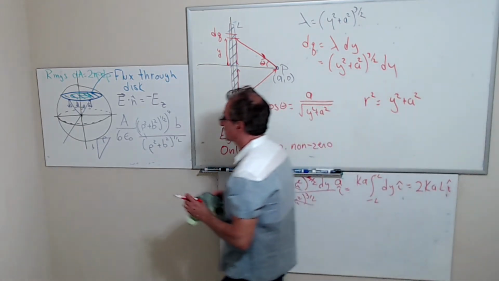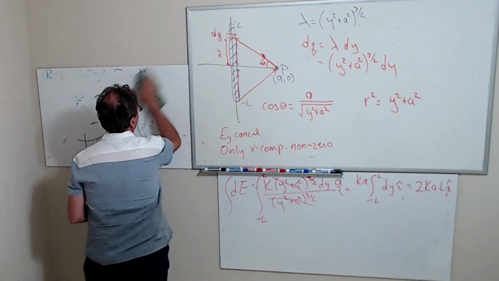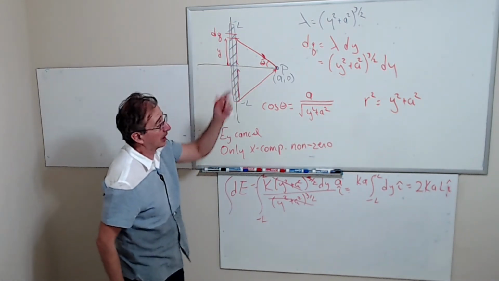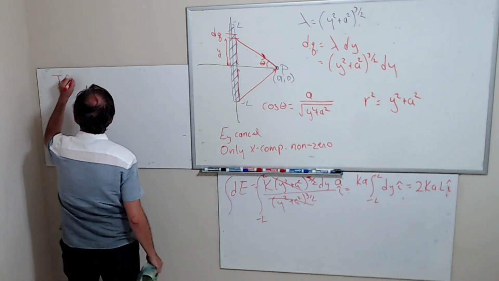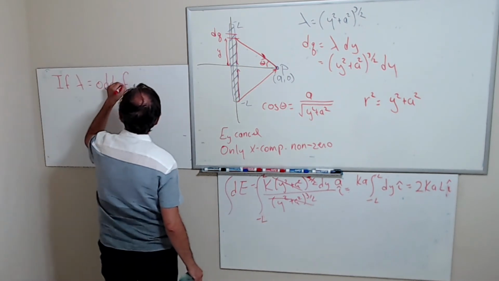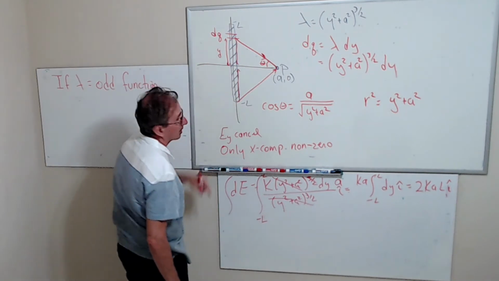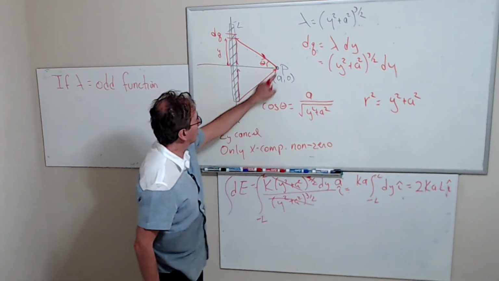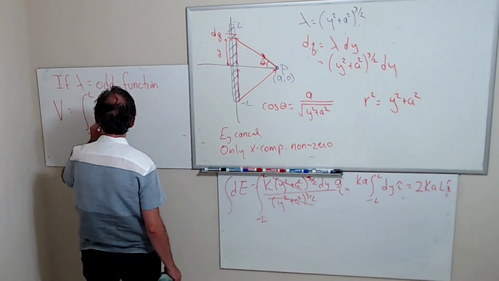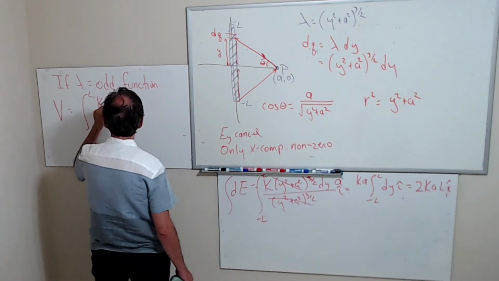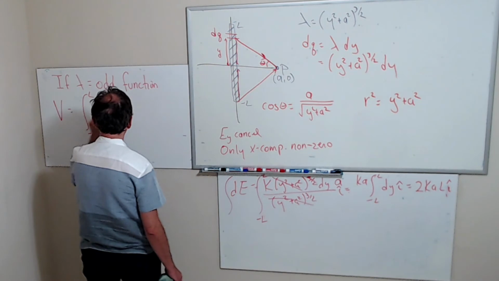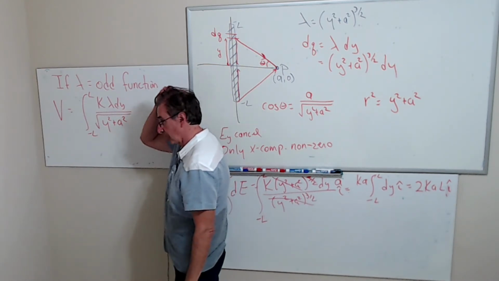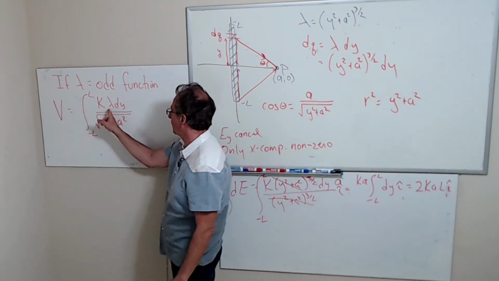Now, the next question asks, what can you say about the electric potential at point P if lambda is an odd function? Well, first of all, my V is going to be the integral from minus L to L of k lambda dy, and in the denominator, I'm going to have the square root of y squared plus a squared. Whether this function is even or odd is going to be determined by what lambda is.